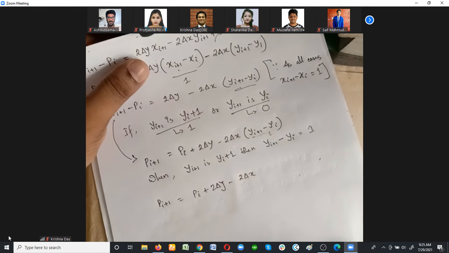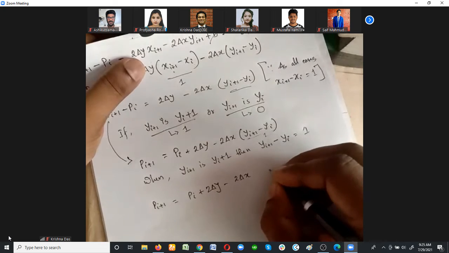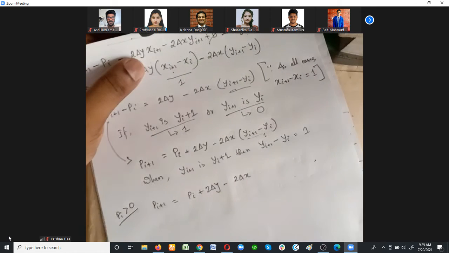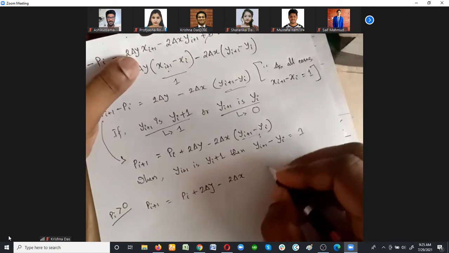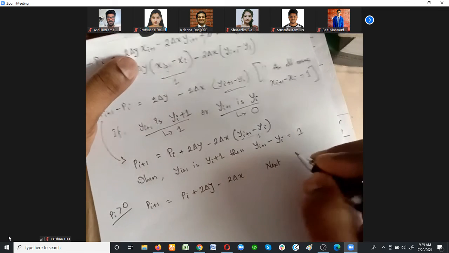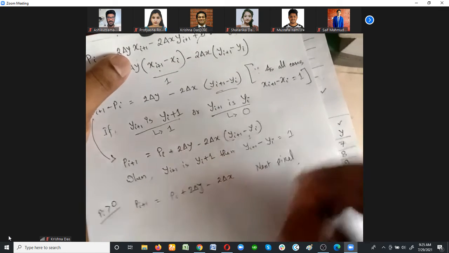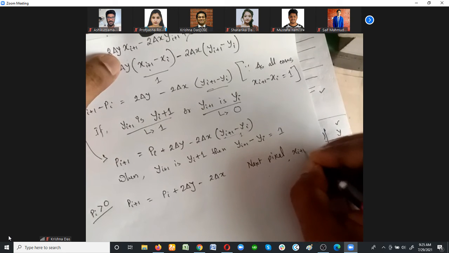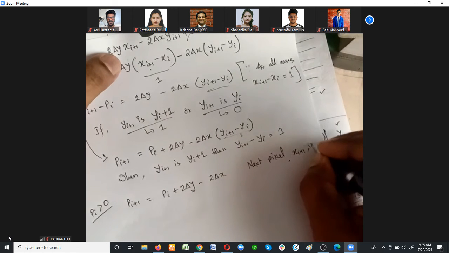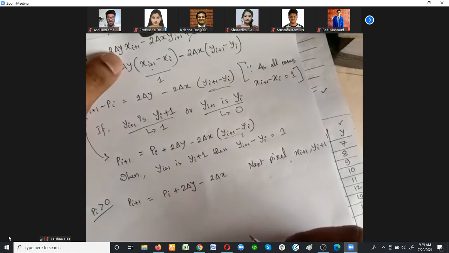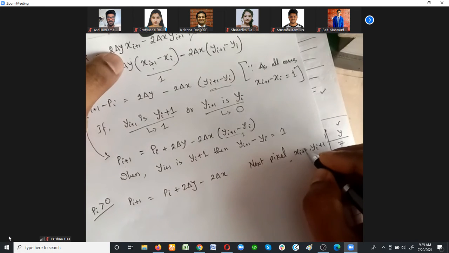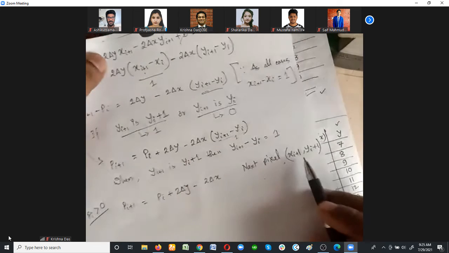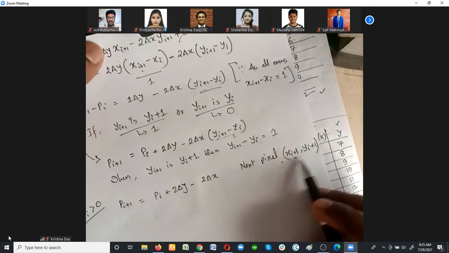And in this situation we consider that p of i is greater than 0, right? And the next pixel for this we are going to consider is our xi plus 1 and yi plus 1, okay. That is our next pixel. That should be xi plus 1 and the next value.